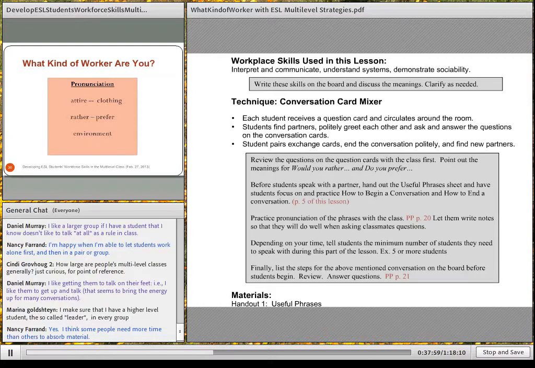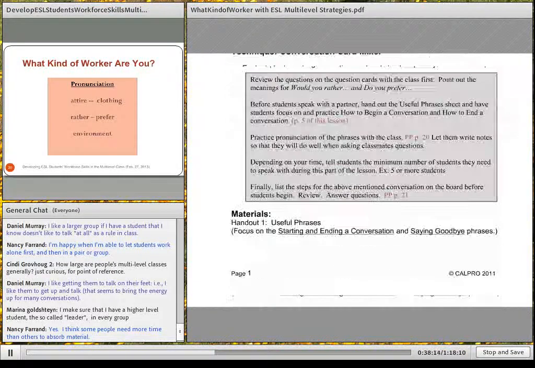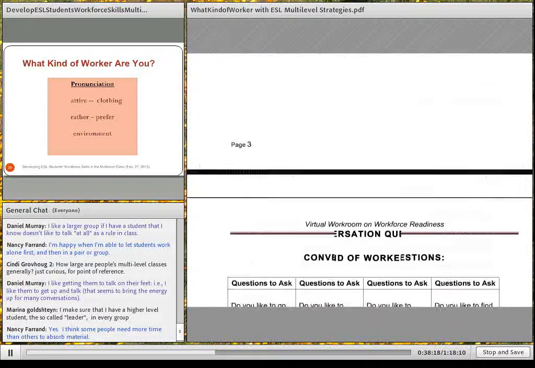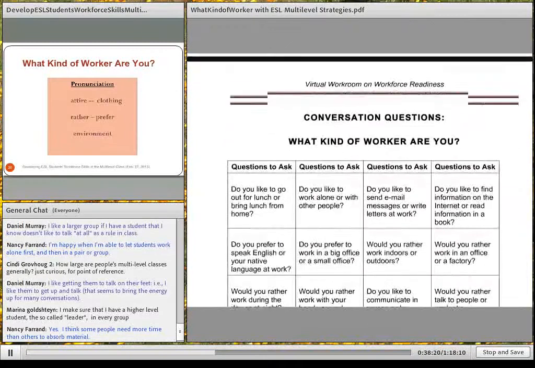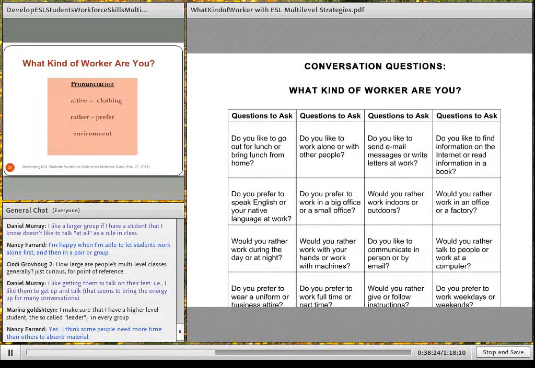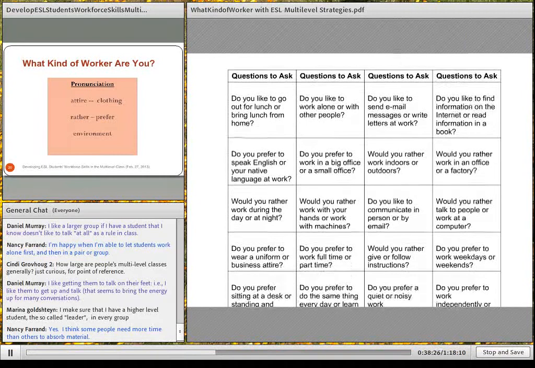Before students speak with a partner, I handed out the useful phrases sheet and had students focus on and practice two sections, how to begin a conversation and how to end a conversation. So let me go down and show you this sheet of useful phrases. And I asked my students to hang on to this because I think we'll use it for a lot of different lessons. Here we're passing by the conversation questions. They come printed.